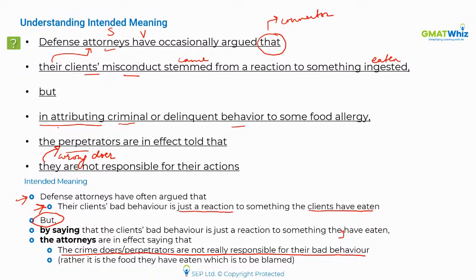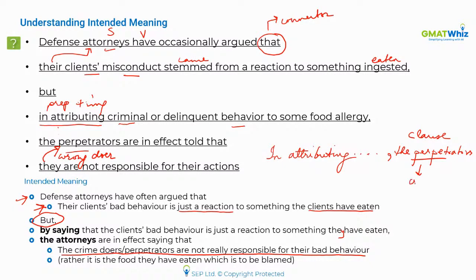Now, what is wrong is when you use a preposition plus an ing at the beginning of a clause. So here you have in attributing. Okay, just let me write this down so that it is clear to all of you. In attributing, then this phrase goes on, and then comma, you have a clause here, right? What is the subject of that clause? The perpetrators. Perpetrators here are the criminals, for want of a better word.